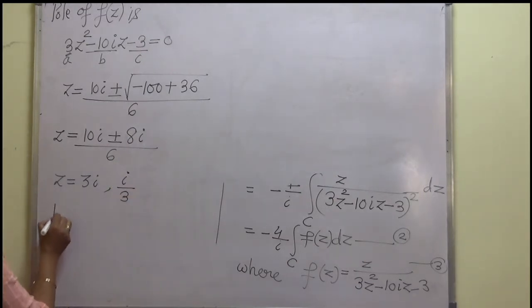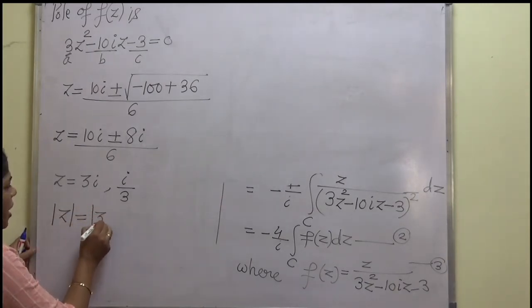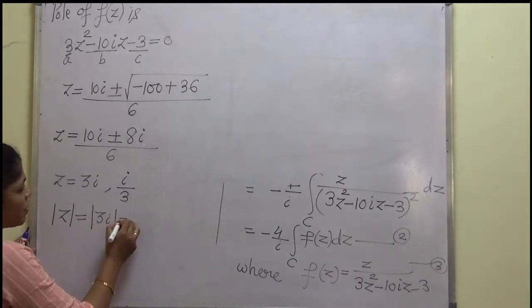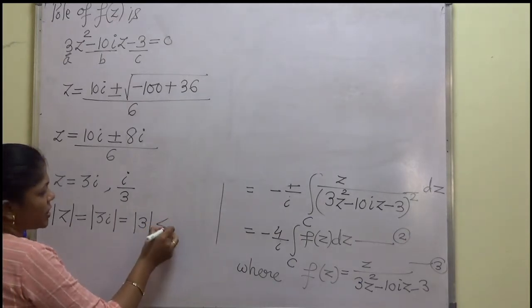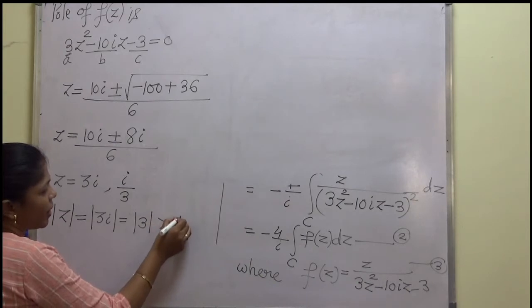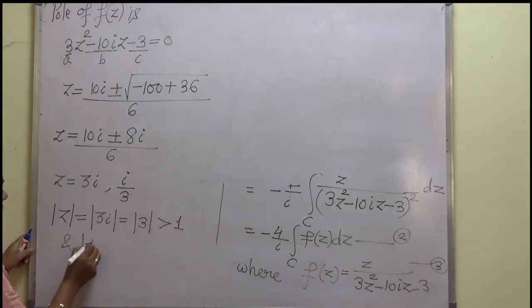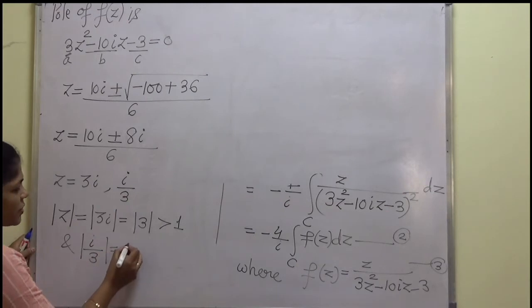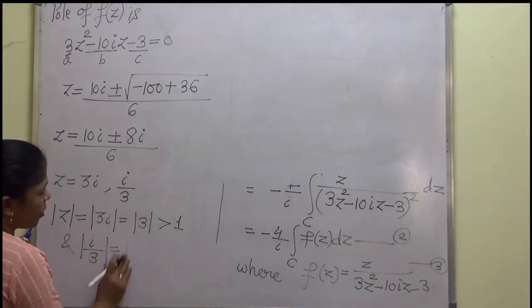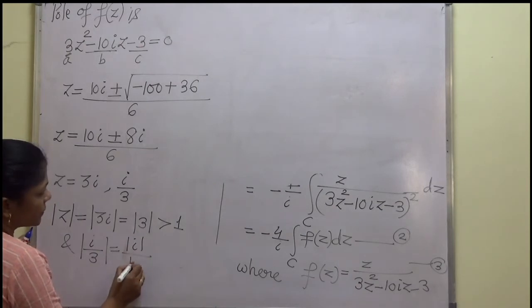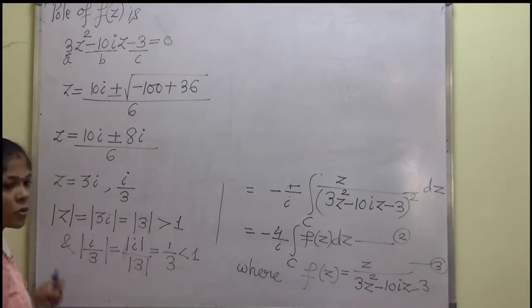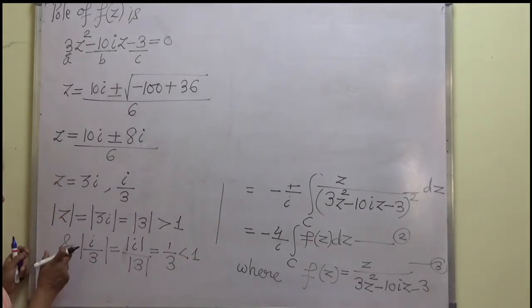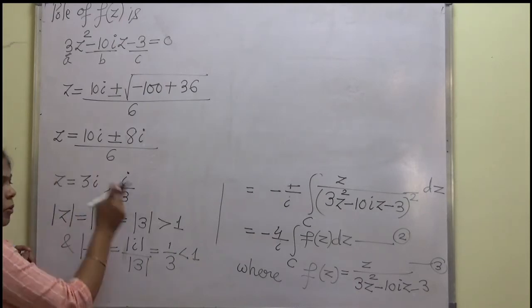Now let us compare the absolute values so as to identify which pole lies inside. So mod of 3i is the same as mod of 3, since mod of i is always 1, right? So mod of 3 is greater than 1. Okay, and mod of i by 3, we can write as mod of i upon mod of 3, so that is again 1 by 3, and 1 by 3 is less than 1. So what we find here is that for z equal to i by 3, the pole lies inside C.